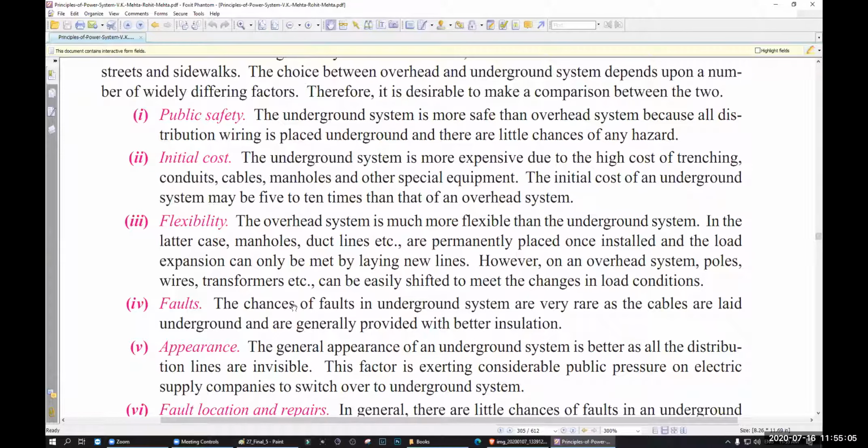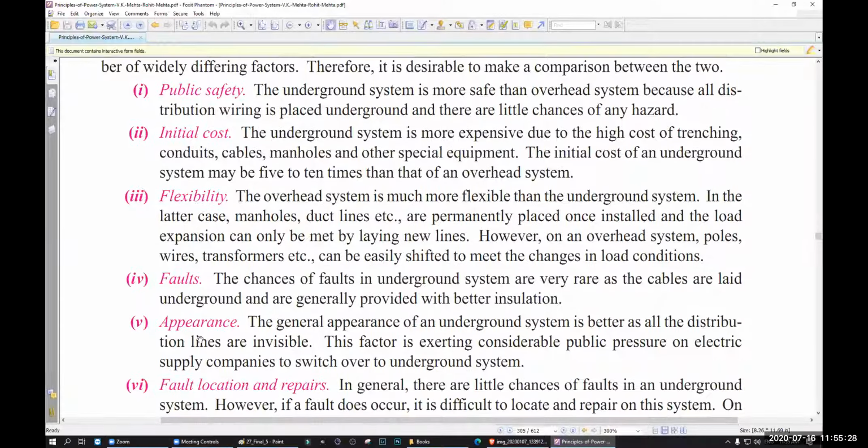Faults. The chances of faults in underground systems are very rare. This is a very good advantage of underground. There are almost no faults, because they are laid underground and generally provided with better insulation.